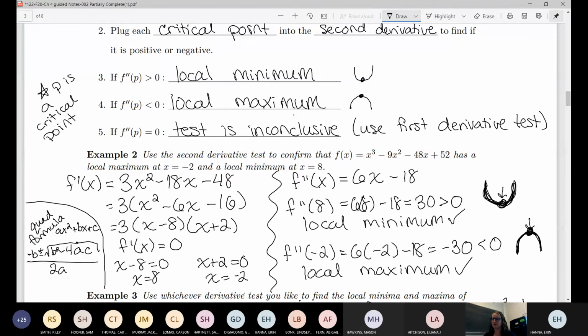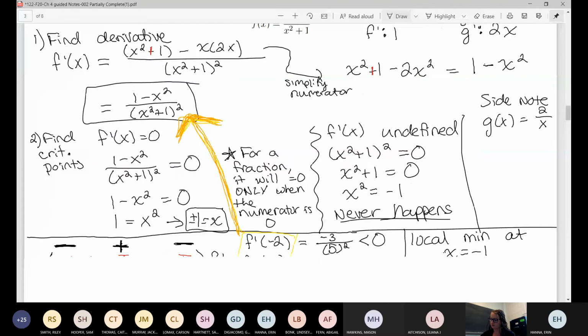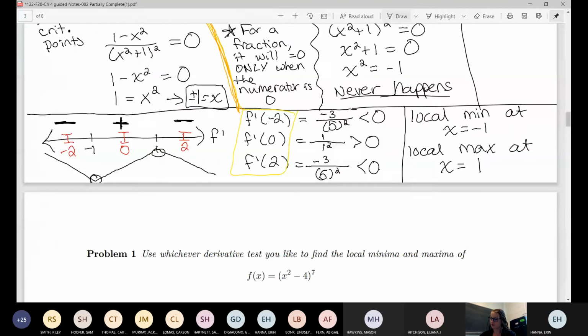It's your personal preference on what derivative test you want to use, but again, it's suggested to just default to the first derivative test because sometimes the second derivative test doesn't work. Sometimes it's super hard to find the second derivative. So it's usually just do the number line one.